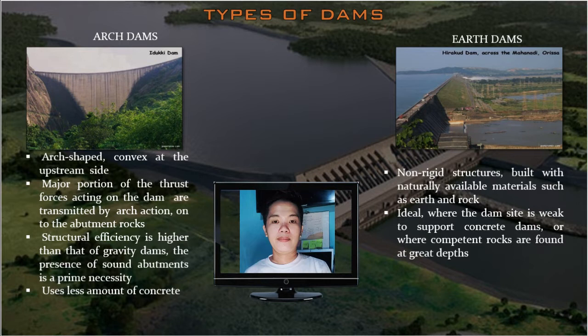The last type of dams are the earth dams, and an example of it can be located at Mahanadi, Orissa, which is the Hirakud Dam. These are non-rigid structures built with naturally available materials such as earth and rock. This type of dam is ideal where the dam site is weak to support concrete dams or where competent rocks are found at great depths.